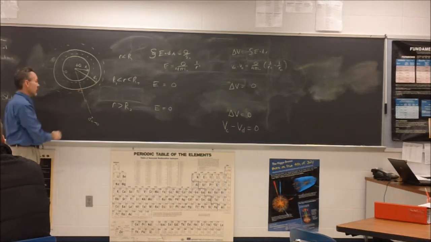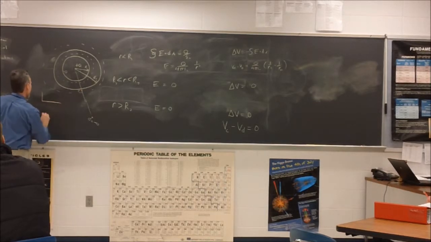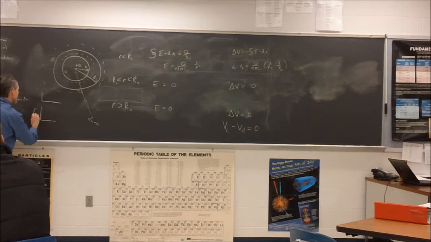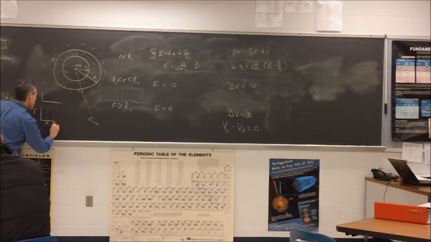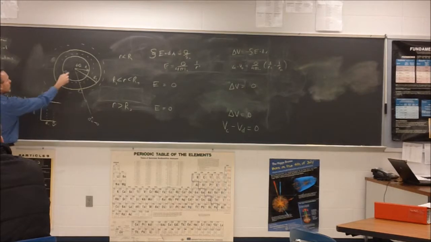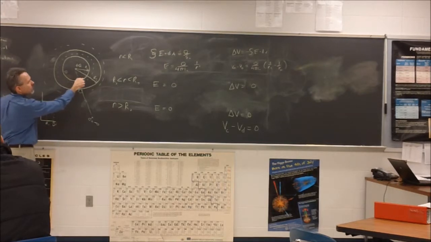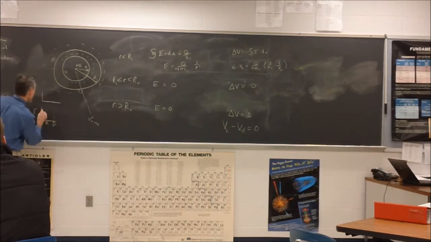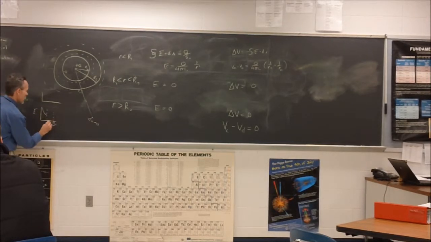Right here, it's zero. So if we're looking at the two curves here real quick, E versus R, and we have R1 and R2. Inside here, do you remember what that was? That was the inverse square. So something like that, inverse square. And then from R1 to R2, that's zero. And then beyond R2, it's zero.